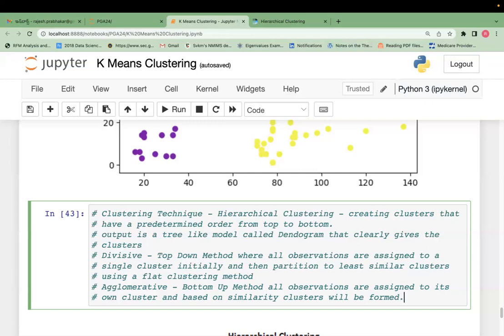Agglomerative is used in text mining and natural language processing. Hierarchical clustering has better performance than k-means clustering. You can also use k-means clustering for grouping the words, but hierarchical clustering has better performance and is widely used in text mining and natural language processing.